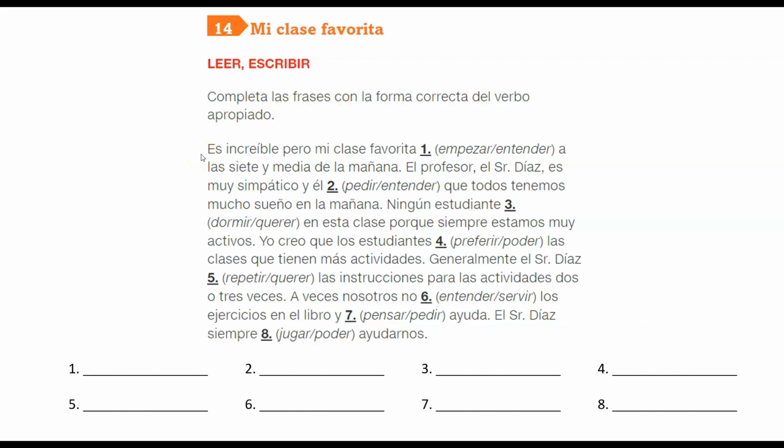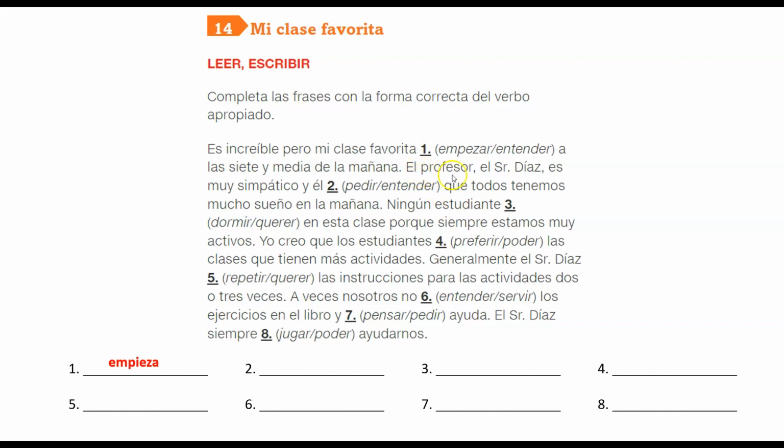So I have here, es increíble, pero mi clase favorita blank a las 7:30 de la mañana. It is incredible, but my favorite class blanks at 7:30 in the morning. So is it understands or starts? It starts at 7:30 in the morning. So you got to conjugate the verb empezar. So it would be empieza a las 7 de la mañana.